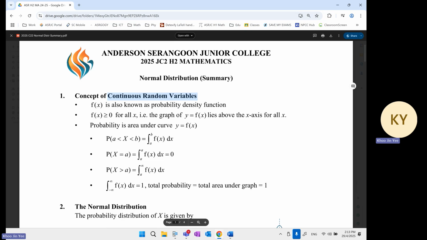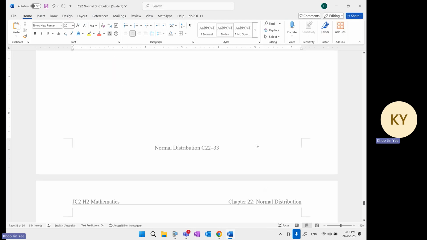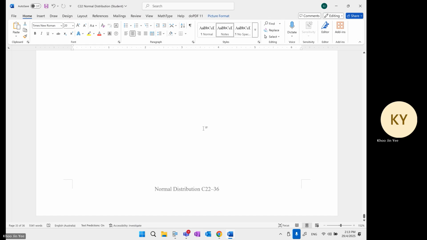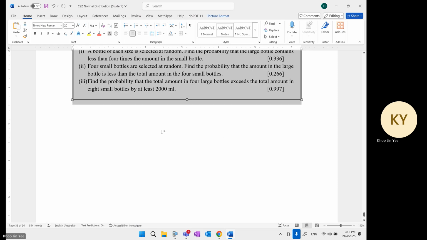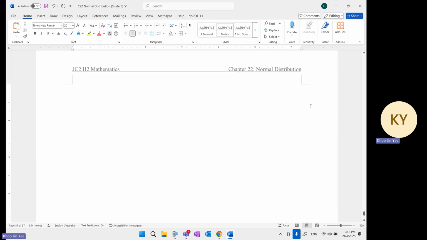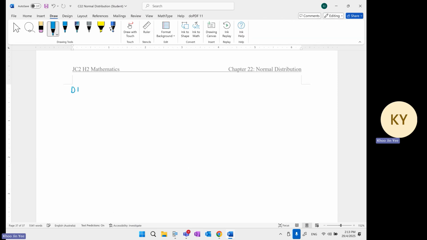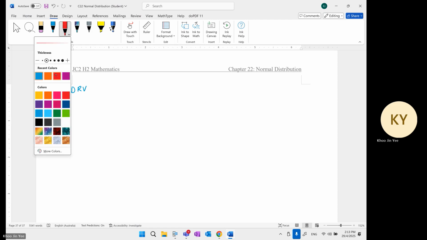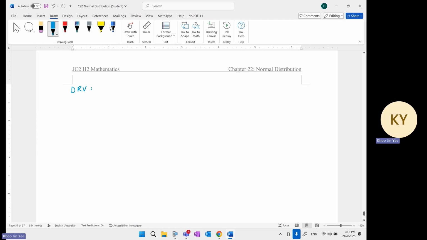Remember when we did our DRV, it was something like this. You get a table of your X and the probability, something like that. And then you will probably get a histogram of values, something like that.